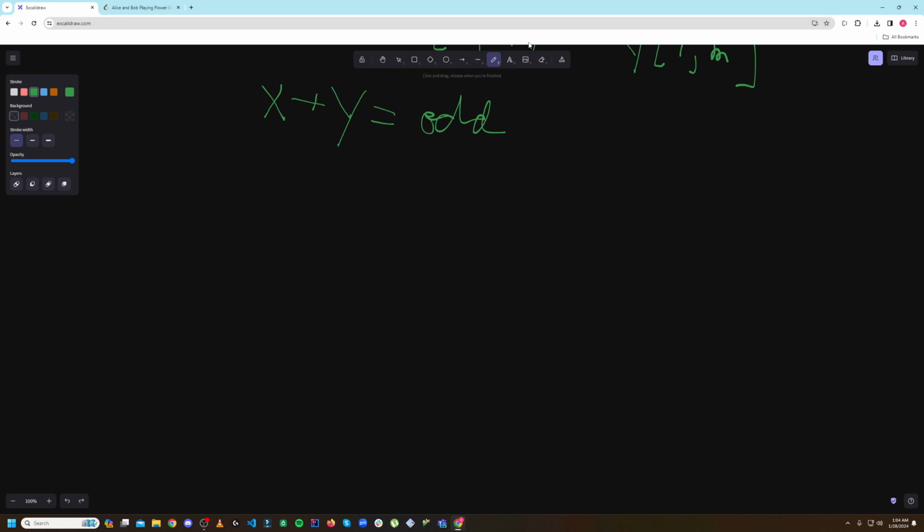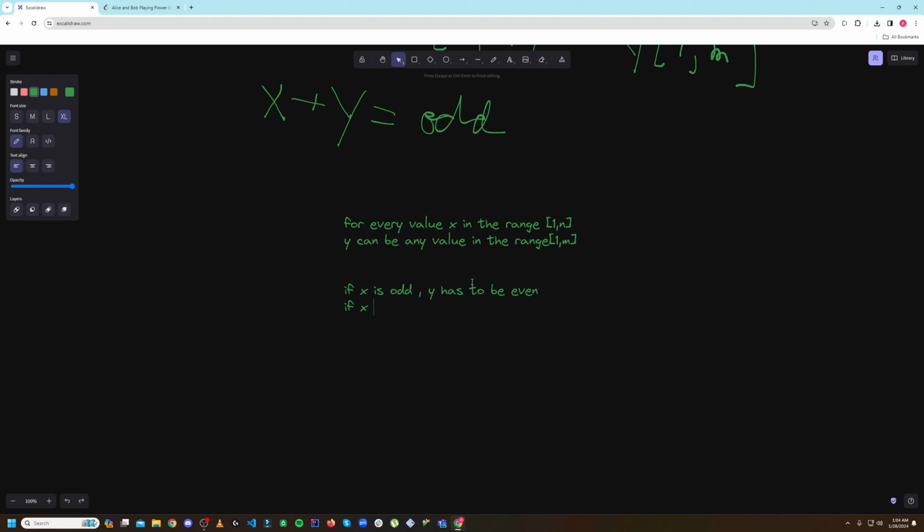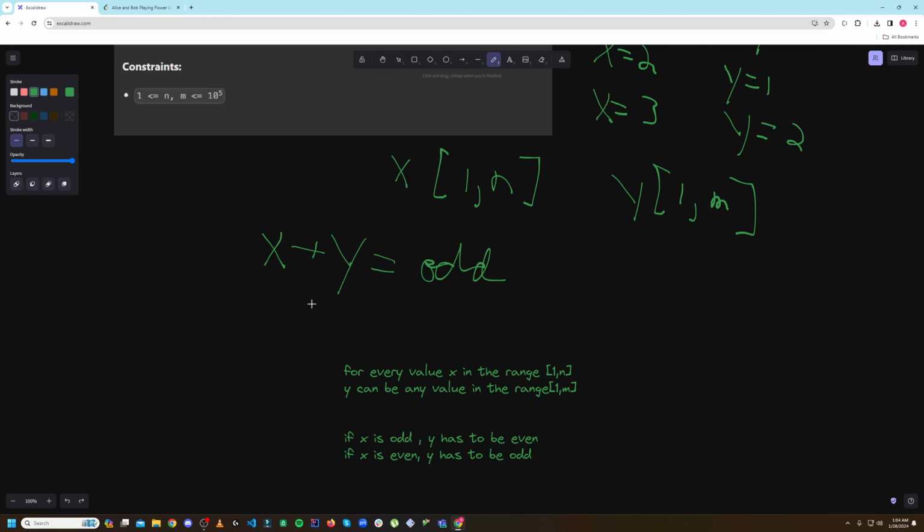So essentially, we can rewrite this as for every value x in the range 1 to n, y can be any value in the range 1 to m where, let's do these two conditions, if x is odd, y has to be even. If x is even, y has to be odd. So really, you can calculate this, and you can do some kind of solution where you can figure this out.